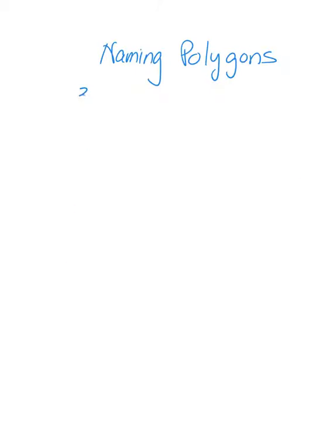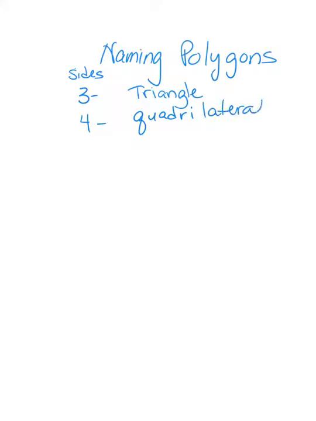What is the name of a three-sided figure? A four-sided figure? Rectangle? Nope. Is it square? Nope. Quadrilateral. Because not all quadrilaterals are squares. They could be a parallelogram, a rectangle, a kite, and all kinds of stuff.